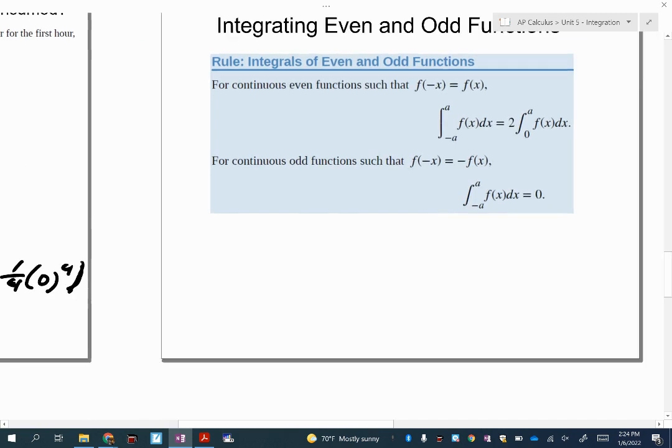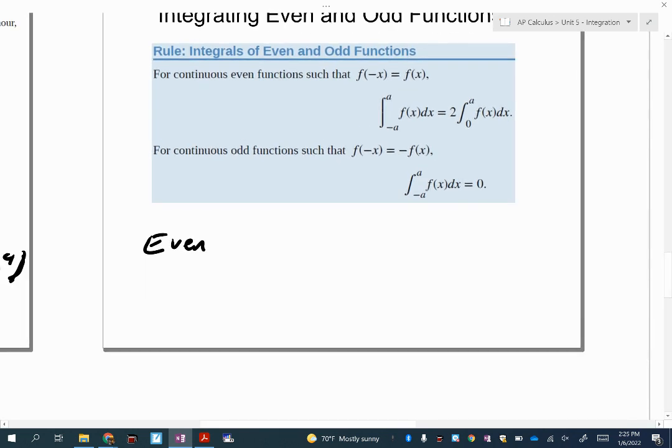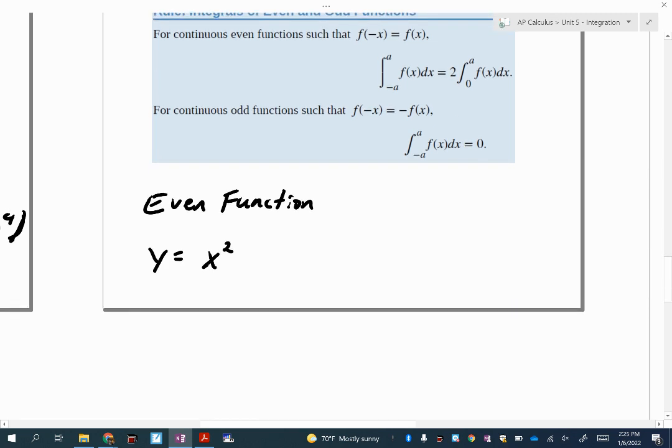Okay, so the last thing. All right, the last thing is something interesting about integrating even and odd functions. And I'm going to start with even functions. And the most basic even function that we've ever talked about in any math class in high school, right, for an even function is y equals x squared, right? And even functions have, if you remember this, y-axis symmetry.